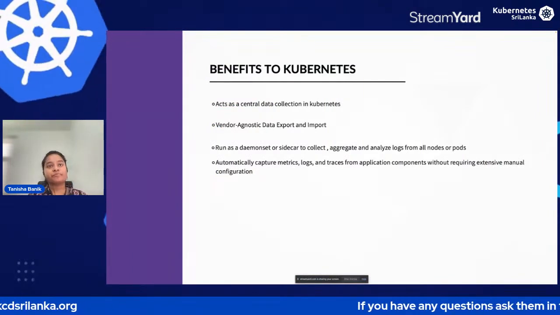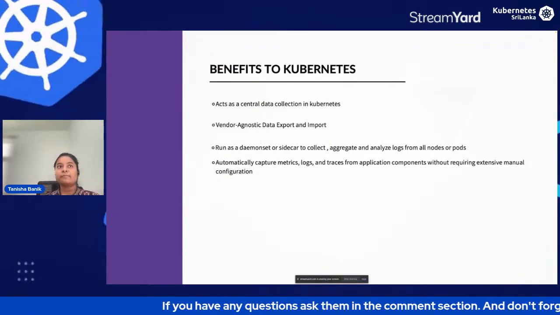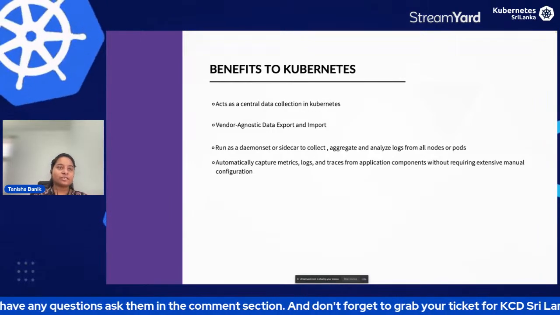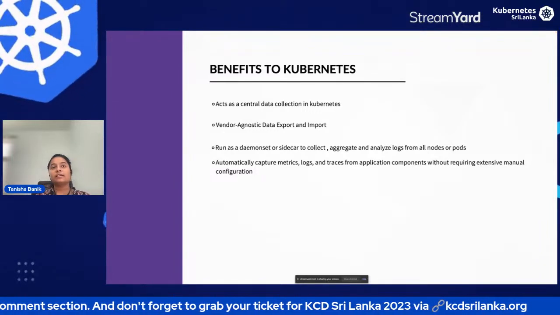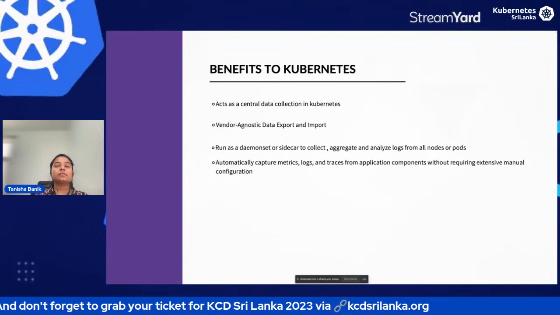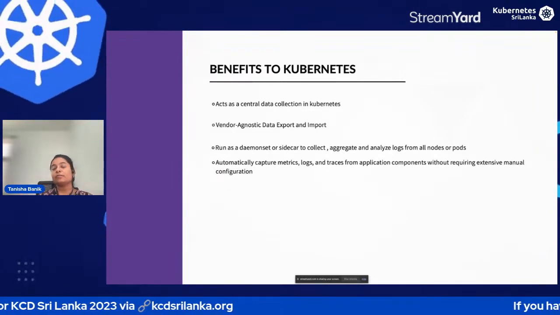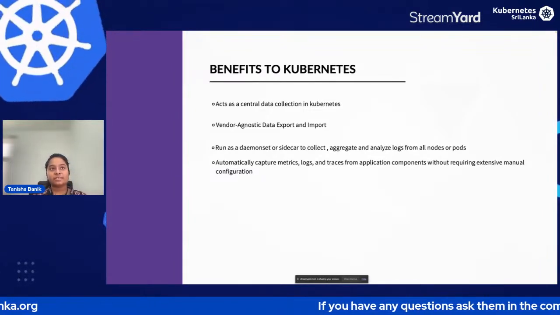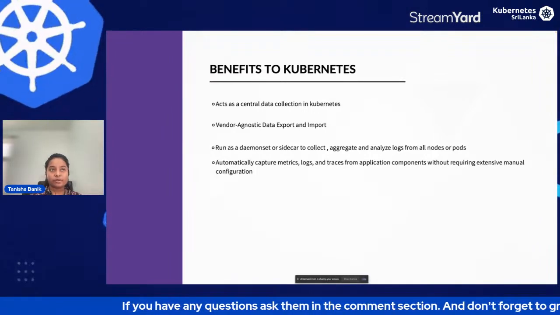So now coming to the part: what are the benefits to Kubernetes with that? As we know, Kubernetes has a lot of data points, with logs always being streamed in the Kubernetes pods and nodes, right? So the OpenTelemetry collector acts as a central data collection point in Kubernetes. You can collect your logs from Kubernetes, the metrics, or the traces. It's a vendor agnostic data export and import.